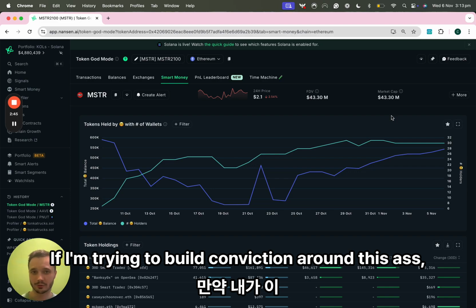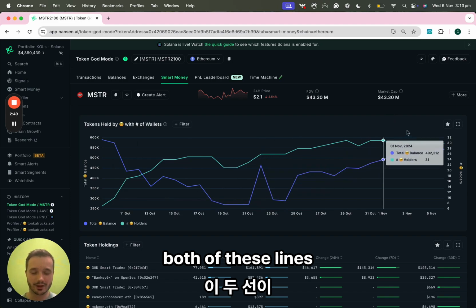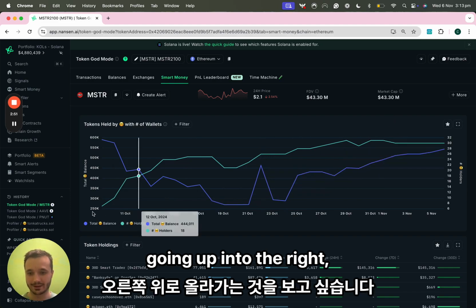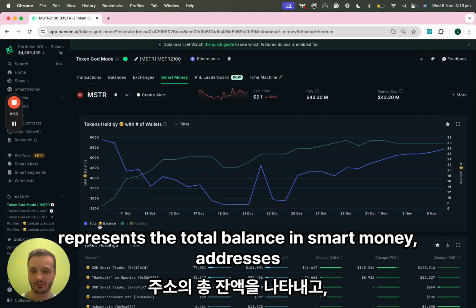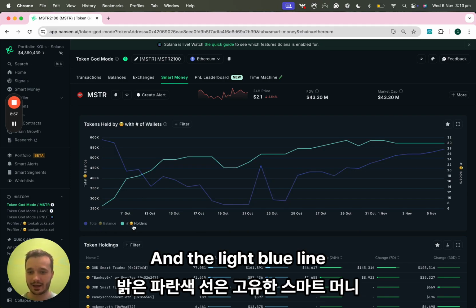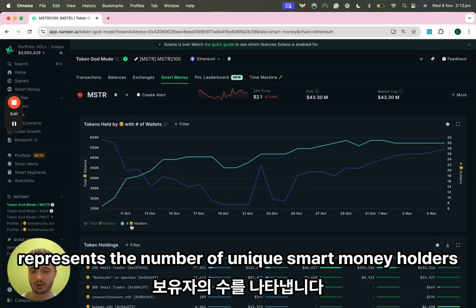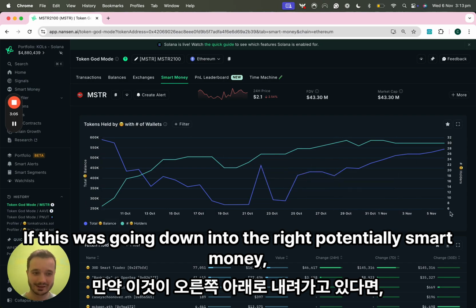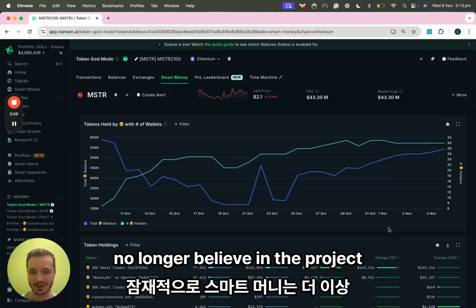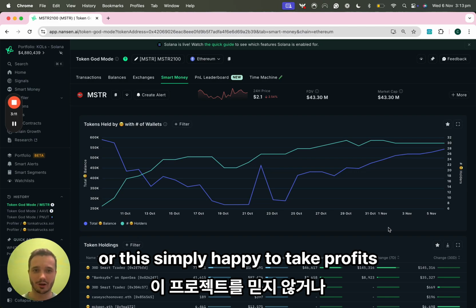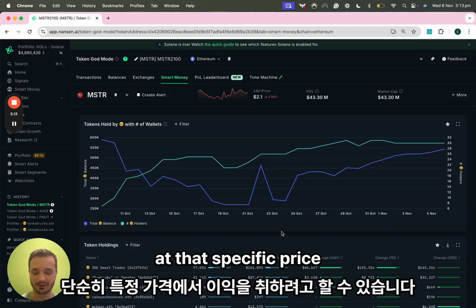If I'm trying to build conviction around this asset, I'm going to want to see both of these lines going up and to the right. The dark blue line represents the total balance in smart money addresses, and the light blue line represents the number of unique smart money holders. If this was going down and to the right, potentially smart money no longer believe in the project, or they're simply happy to take profits at that specific price.